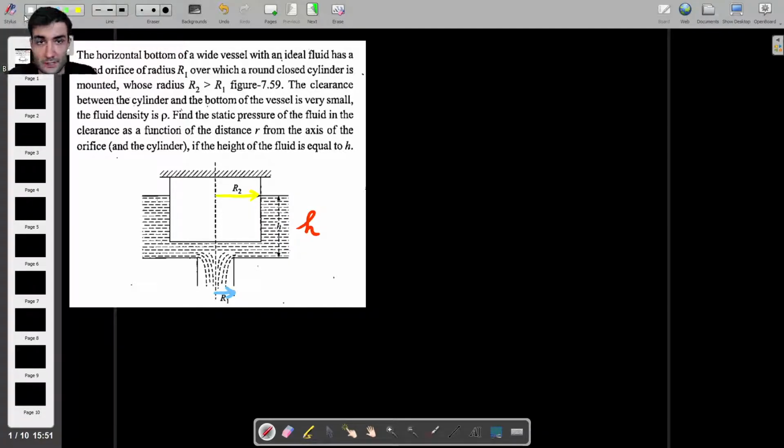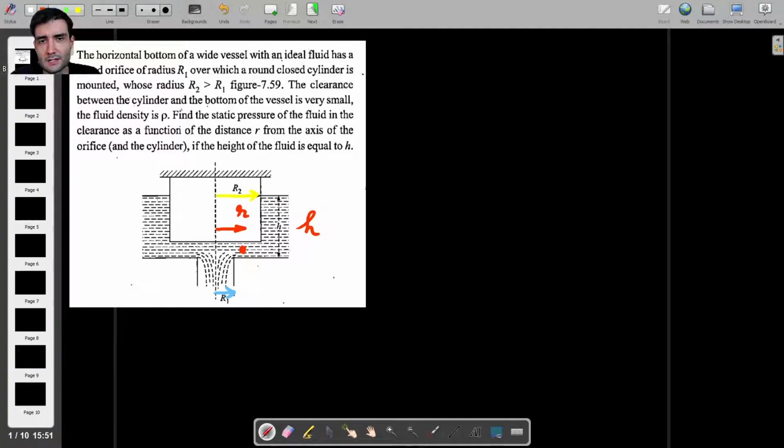What we have to find is the static pressure of the liquid as a function of the distance away from this axis. In other words, I need to be able to say what is the pressure at this point, which is at this distance lowercase r away from that axis of symmetry.